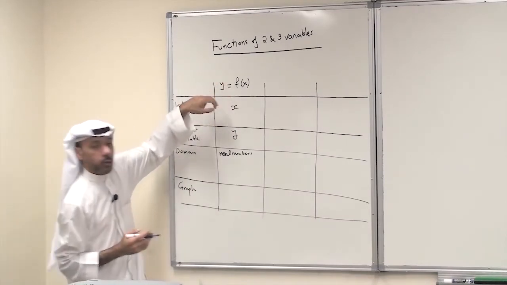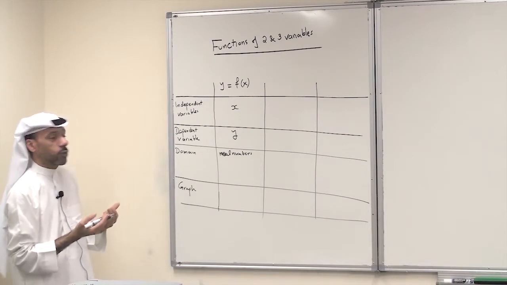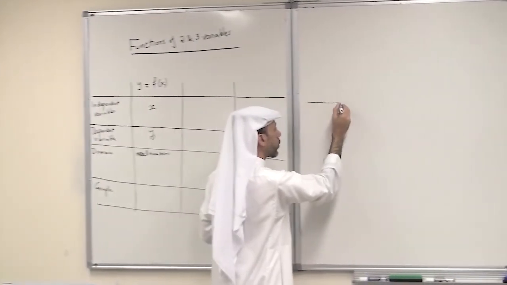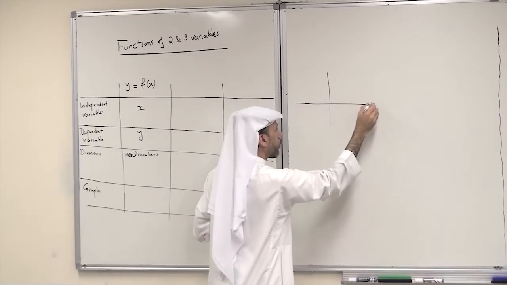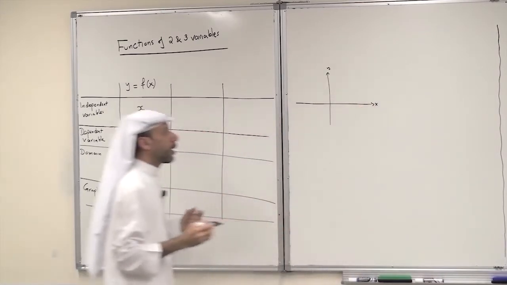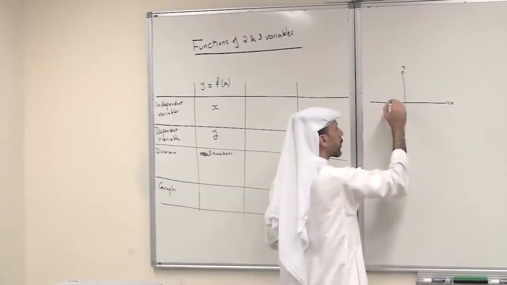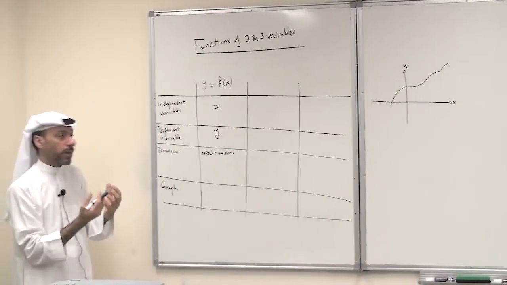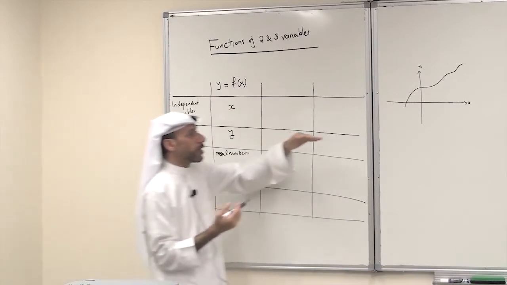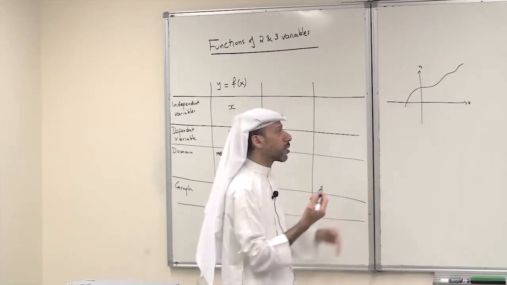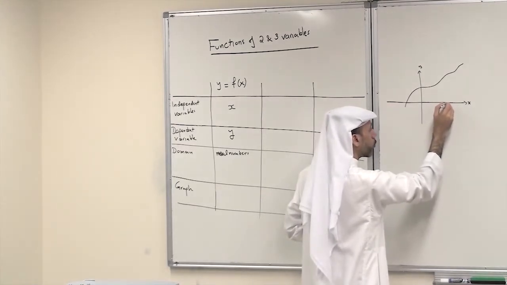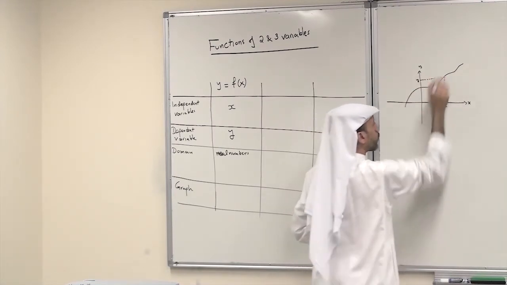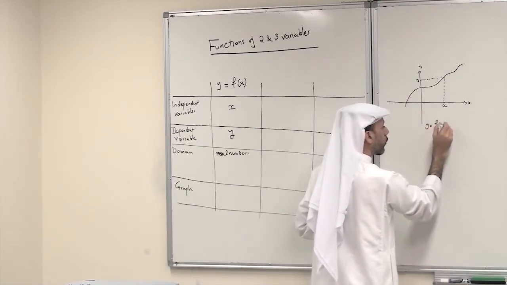To graph the function, the graph of the function always will be a curve, and usually it will be something like this. To illustrate, to graph the function y equals f of x, we have just the xy plane, and the graph will be just a curve. On the x-axis will be the values of the domain, and on the y-axis will be the values of the dependent variable or the range. So if we take just a point x here in the domain, the corresponding y will be the following point. So this is y equals f of x, the graph of the function.